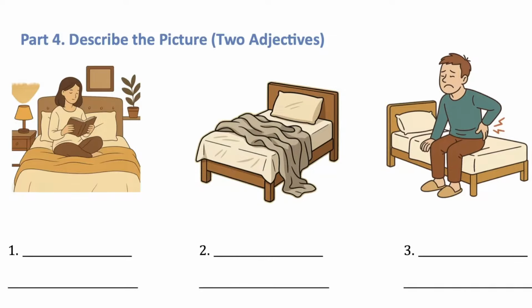Okay, Carlos, bed 1, cozy and neat. Oh, good, K4. Bed 2 is cluttered. Baran, the third bed is stiff and uncomfortable.